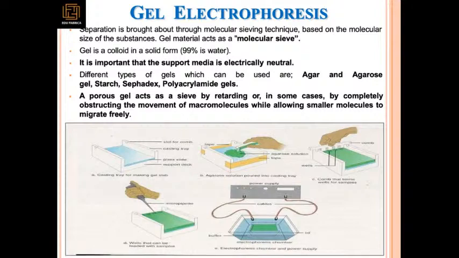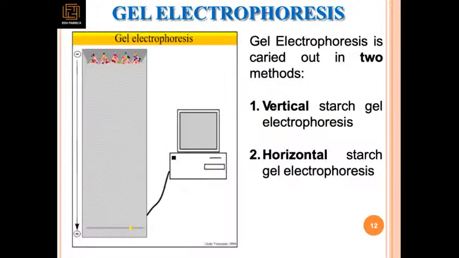We can use different types of gels like agar, agarose, starch, Sephadex, and polyacrylamide gels, and the porous gels act as a sieve, completely obstructing the movement of macromolecules while allowing the smaller molecules to migrate freely. The smaller ones will migrate, the bigger will not. So this is how we can do it. Gel electrophoresis can be in vertical form and horizontal form. The vertical form we do for protein analysis, and the horizontal we do for DNA analysis.